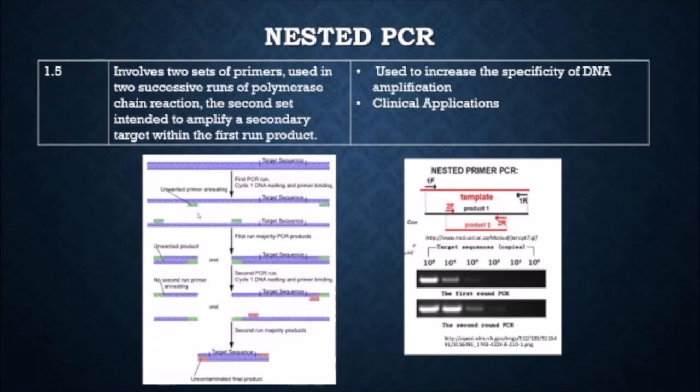Nested PCR. It involves two sets of primers used in two successive runs of the polymerase chain reaction, the second set intended to amplify a secondary target within the first run product. It's used to increase the specificity of the DNA amplification and for clinical applications.